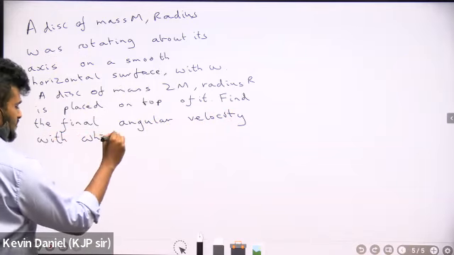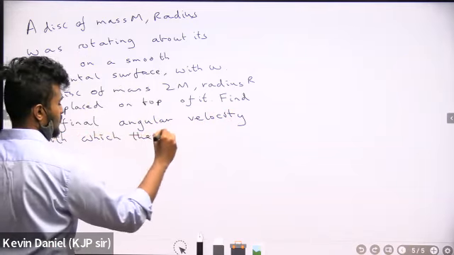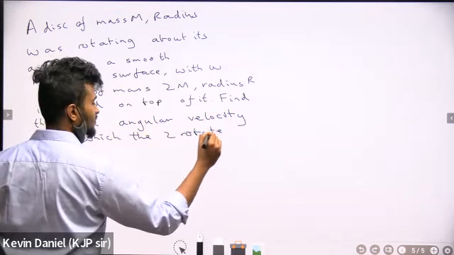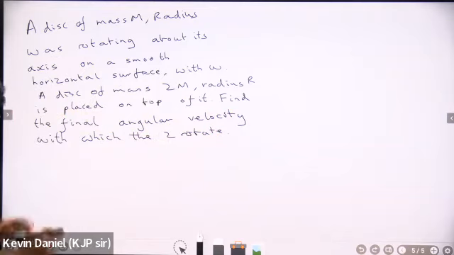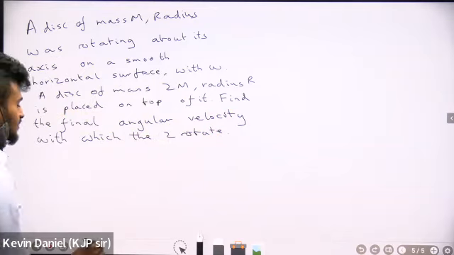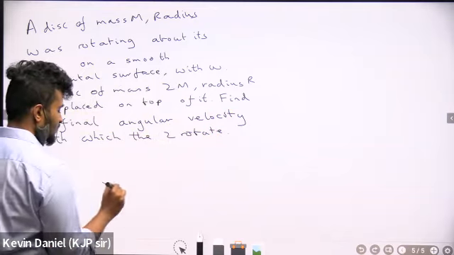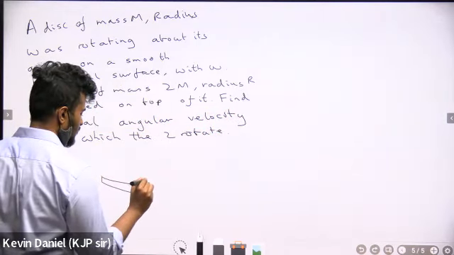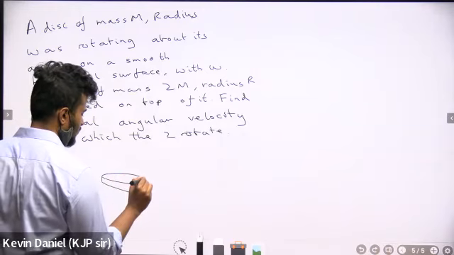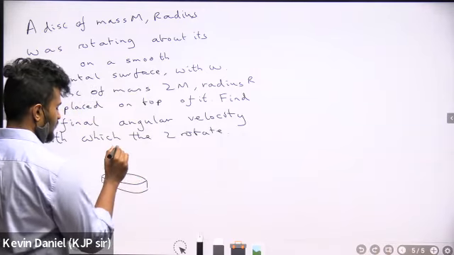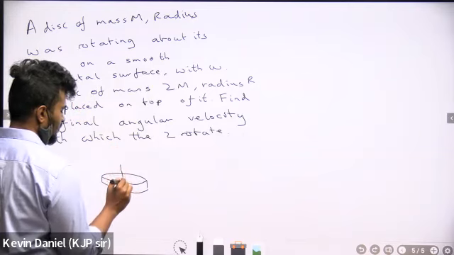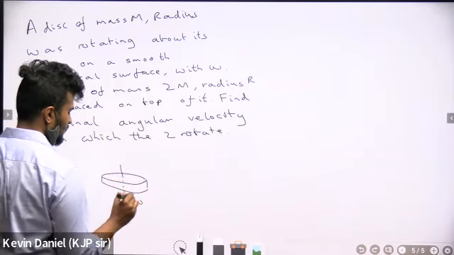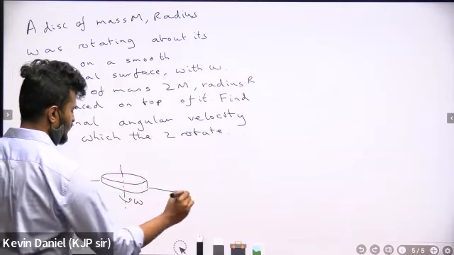So there is sufficient friction between the two disks. Okay? So that friction is going to eventually prevent those two surfaces from slipping on each other. Okay, so this was one disk. Okay, and this was rotating about its axis with an angular velocity omega. Okay, on a smooth frictionless floor.